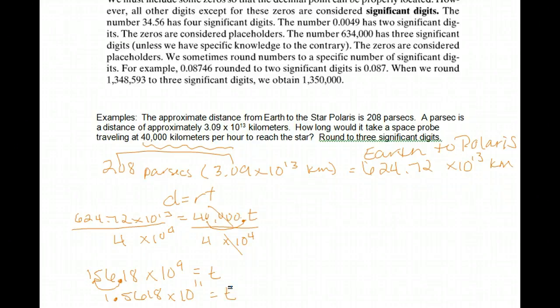But it said round to 3 significant digits. So we have 1.56. There's our first 3 significant digits, and we want to round right there. So we have 1.56 times 10 to the 11th hours. Oh, that should be an R. equals our time.